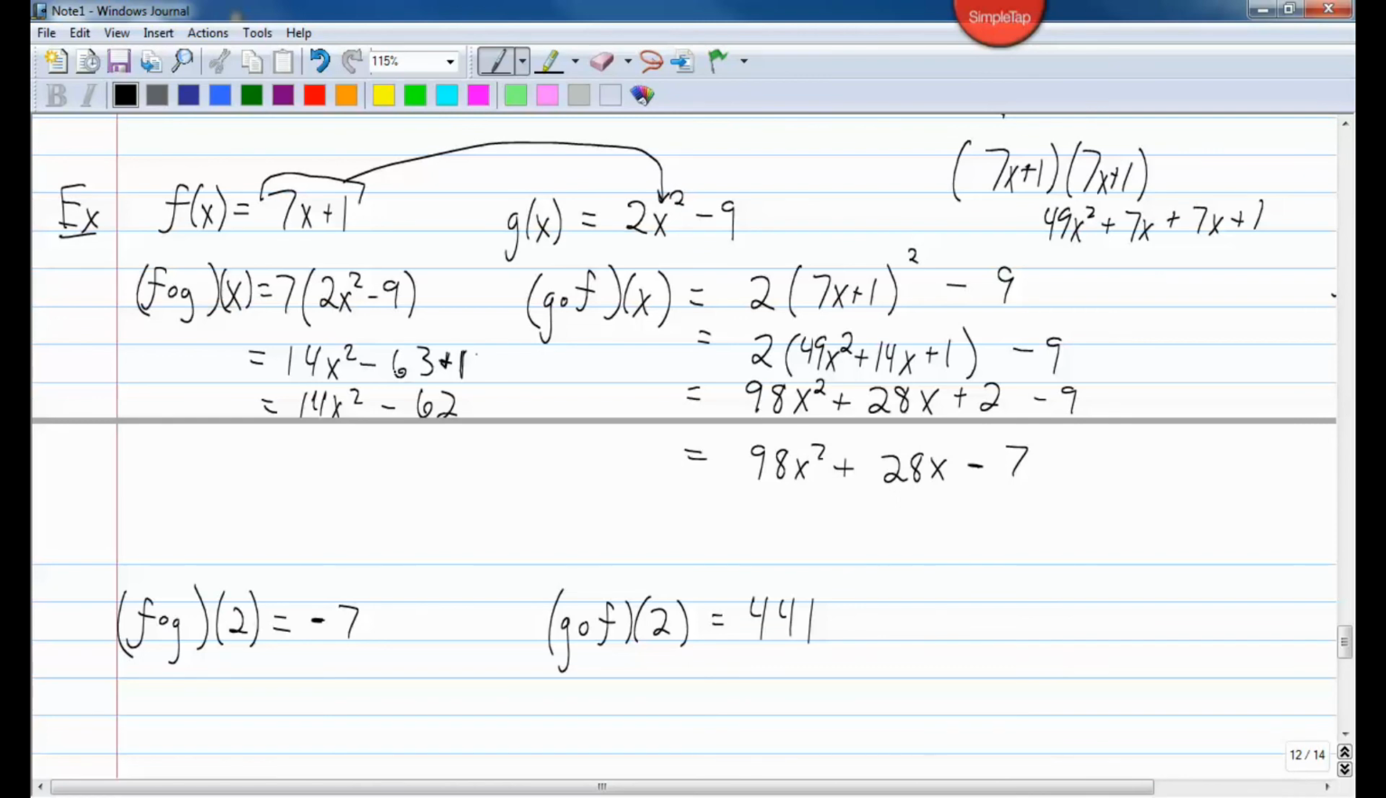So quick correction. Forgot the plus 1. Don't forget the plus 1. So that would be minus 62. So that will change this answer here. Instead of negative 7, it's going to be negative 8.